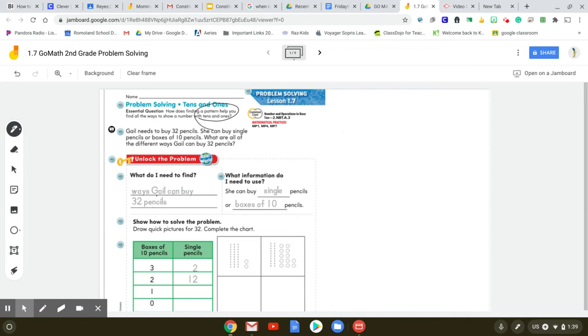So I'm going to read one more time. So Gail needs to buy 32 pencils. She could buy single pencils or she could buy boxes of 10 pencils. What are all the different ways Gail can buy 32 pencils? So what do I need to find? Go ahead and trace over ways Gail can buy 32 pencils. And what information do I need to use? She could buy single pencils or boxes of 10 pencils. So go ahead and trace that over right now before we get started.